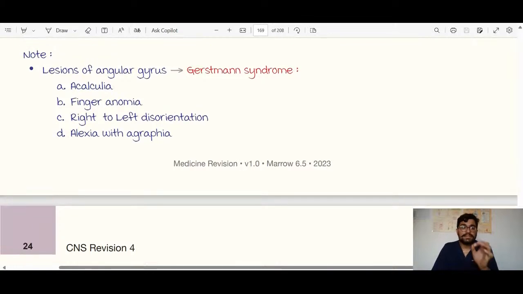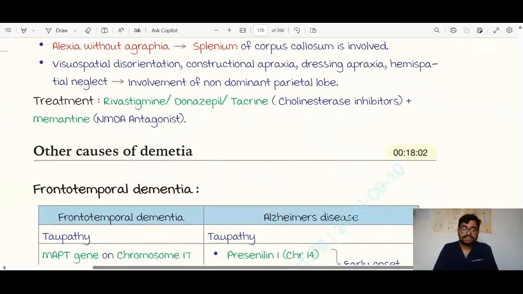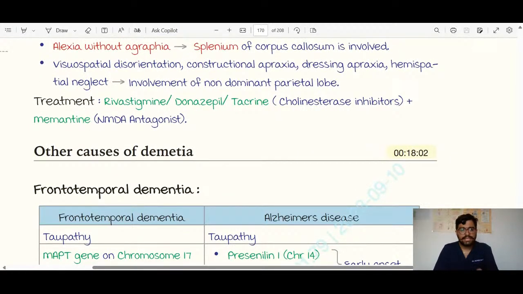So note, lesion of angular gyrus: agraphia, acalculia, finger agnosia, right-left disorientation, alexia with agraphia. These are all the lesions that take place here. There is one more topic, that is alexia without agraphia, where the splenium of corpus callosum is involved. Visuospatial disorientation, constructional apraxia, dressing apraxia, hemispatial neglect, involvement of non-dominant parietal lobe. These all result in this. What is the treatment now?